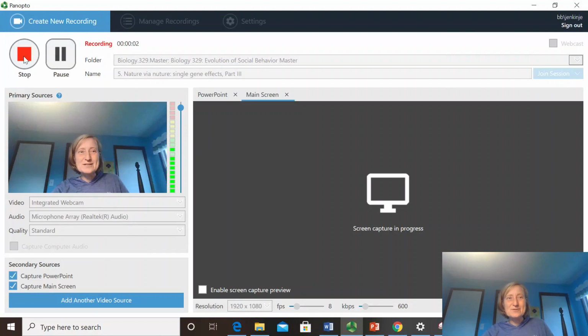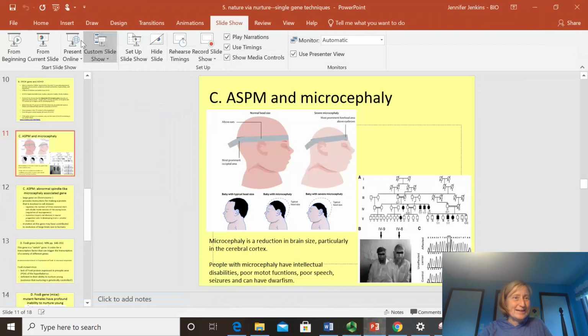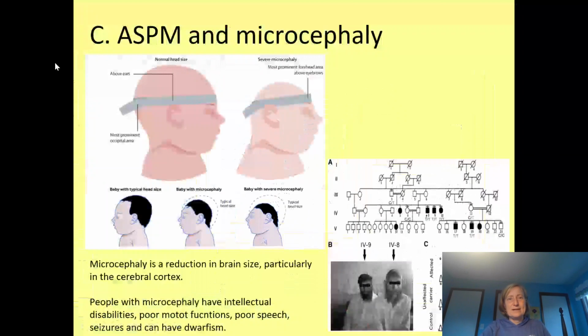Okay, welcome back. We're going to finish up Nature via Nurture single gene effects by looking at a couple more examples. So I'm going to move to my PowerPoint, and this time I'm going to pop it out so that it's nice and big. We've looked at a couple of examples of how a single gene may contribute to behavior. Here are two more examples.